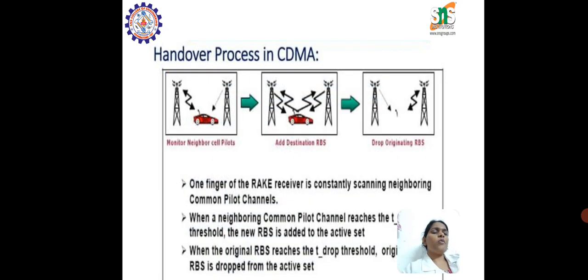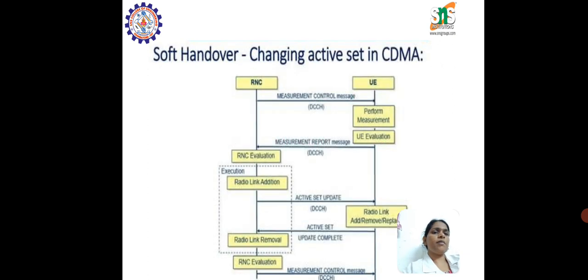So this is the handover process in CDMA. In this first diagram, it represents monitoring the neighbor cell pilots, the second is adding the destination RBS, and the third one is dropping the original RBS. So this is the block diagram of how soft handover and changing the active set work in CDMA.